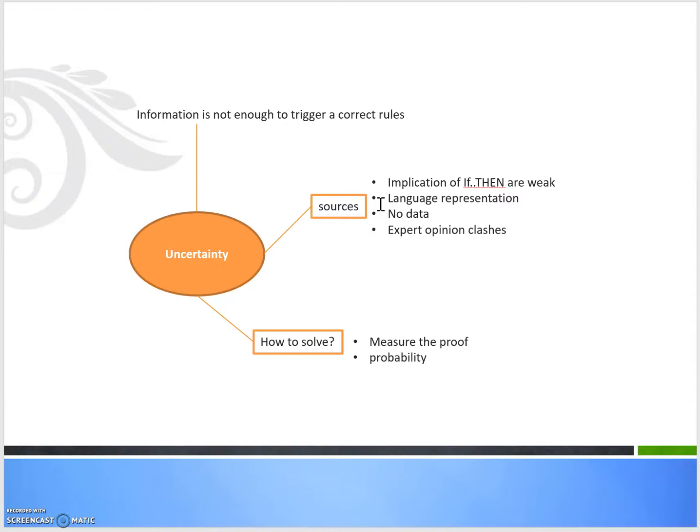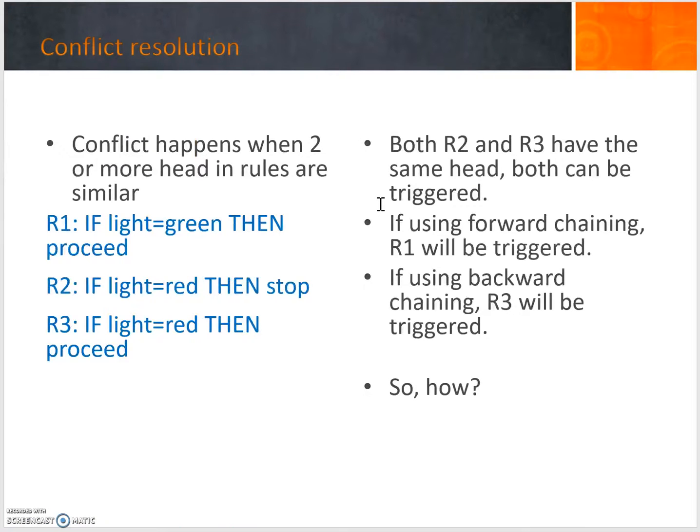So how to solve this? Some of it you have learned before. We have to measure the proof. This can be carried out by using fuzzy logic, and we can also solve this problem by finding the probability values. We have learned this as well. Today there's another method of measuring the proof, which is the certainty factor.